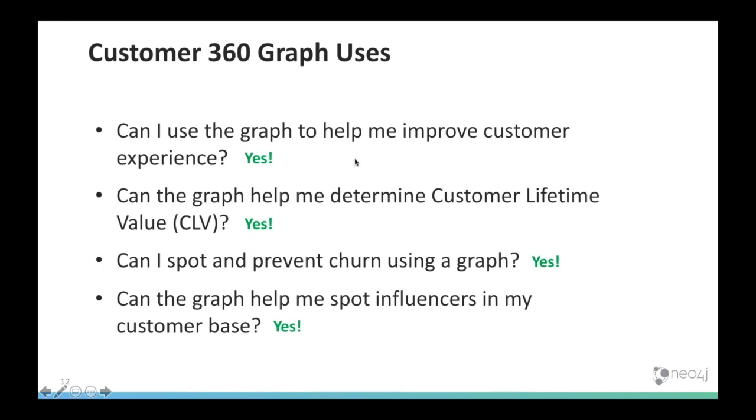And finally, we talked about spotting influencers in your customer base. Absolutely, and again, the graph algorithms can be really handy here. If you know about connections between people, there are a number of centrality algorithms, betweenness centrality and PageRank and things like this that can help you score people in your graph, entities in your graph, how central they are, how important they are in your graph. And then you can, again, start making decisions about how you treat those influencers and what extra value they might bring to your business.